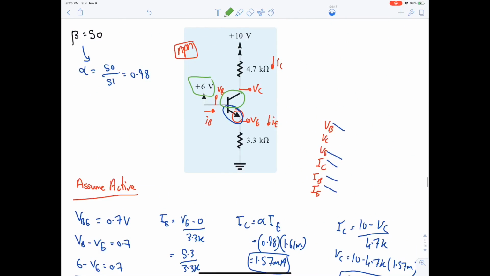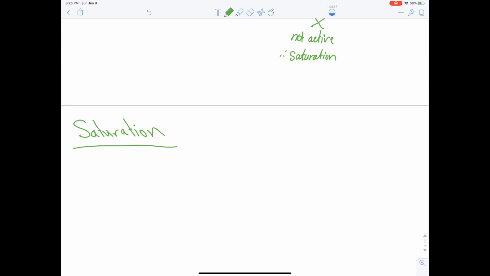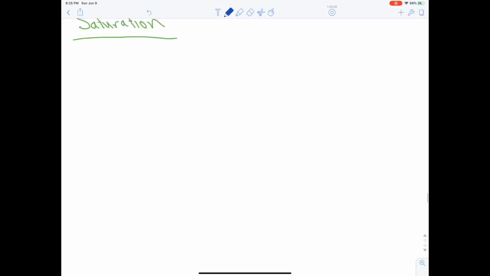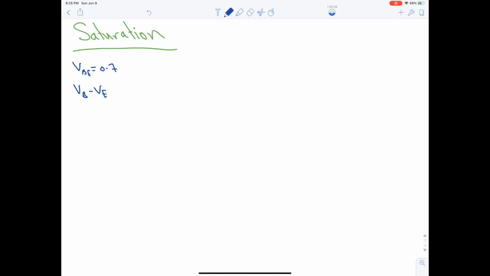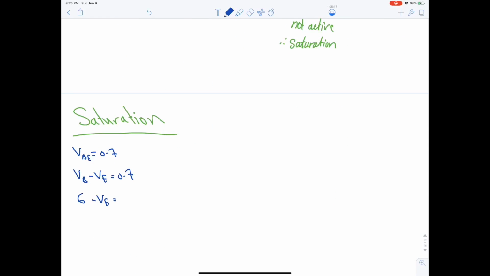But when you reach the point where you are going to use beta, you have to stop. You can no longer use beta, because you have to use beta forced first. So we will start as we started here, with VBE, which is equal to 0.7. VB minus VE is 0.7. VB was 6, minus VE equal to 0.7, hence VE is equal to 5.3 volt.